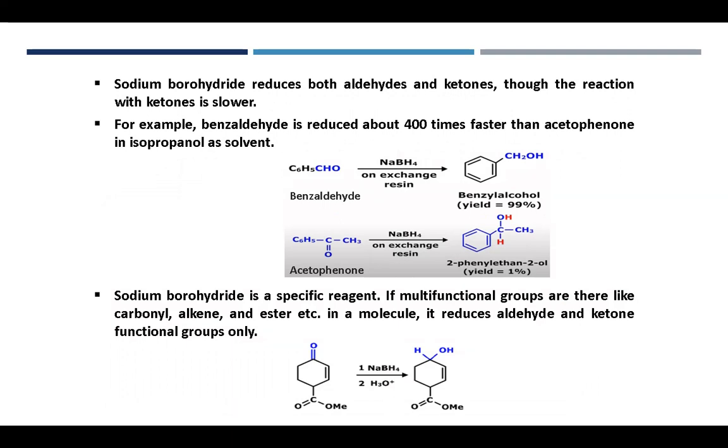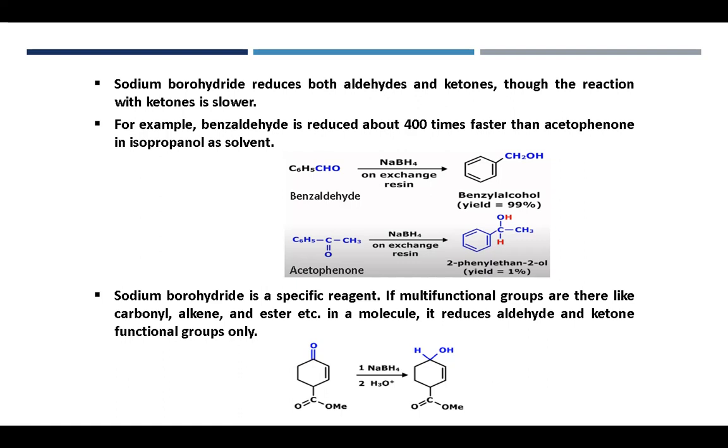Sodium borohydride reduces both aldehydes and ketones, though the reaction with ketones is slower. For example, as you can see here, benzaldehyde is reduced about 400 times faster than acetophenone in isopropanol as solvent. Sodium borohydride is one of the weakest hydride donors available. In fact, almost no reaction with water is evidence of this; otherwise it would have reacted with water just like Na, where H- would have acted as a base.